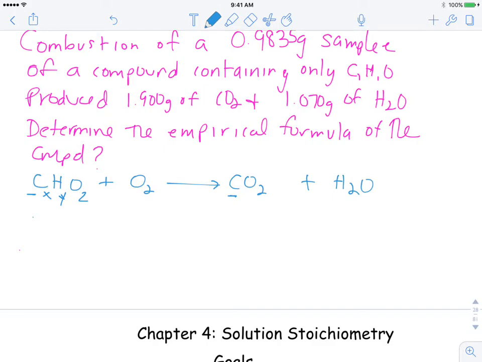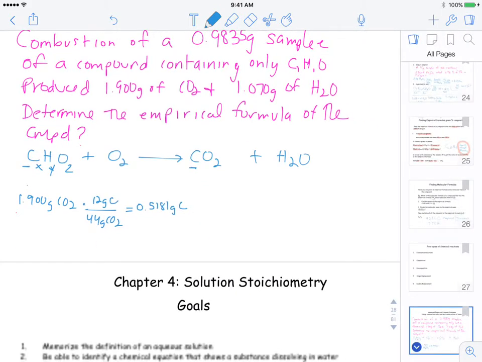So I have 1.900 grams of CO2. And now I'm going to see how many grams of carbon that would be. So in CO2, 12 grams are carbon for every 44 grams that are CO2. I'm just using the gram formula masses. When I do 1.9 times 12 divided by 44, I will get 0.5181, and that's grams of carbon.